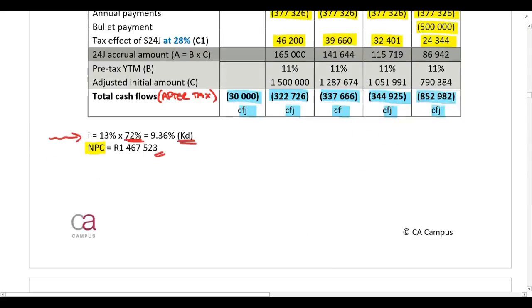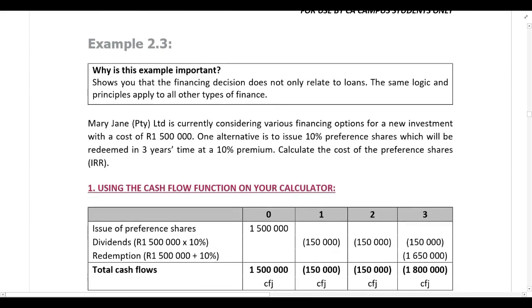If you would like to work through another example, you can. You can work through lecture example 2.3. So the purpose of this example is to show you that this financing decision does not only relate to loans. The exact same logic applies to all other types of finance. All right, so please work through that example on your own.